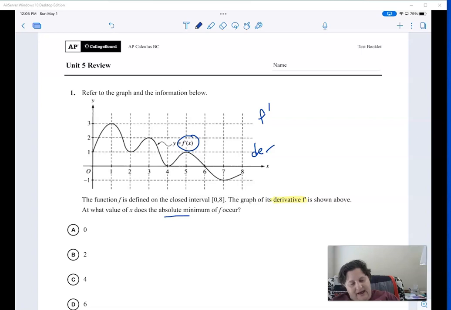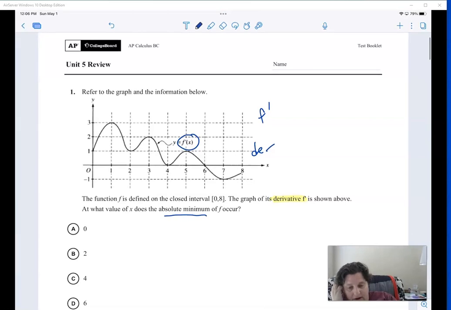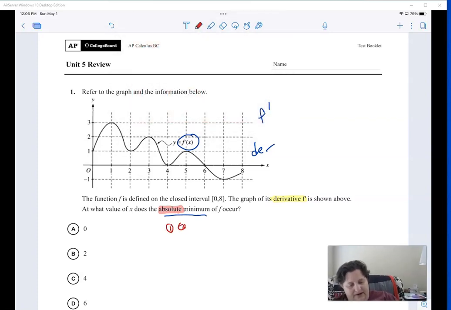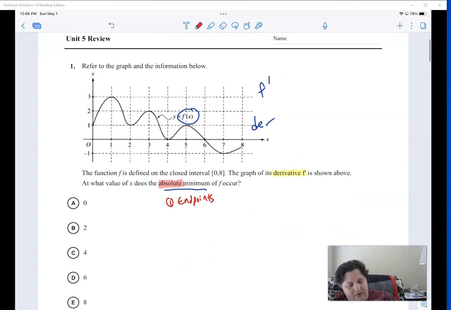At what value of x does the absolute minimum occur? Okay, we need to talk about this a little bit more. I'll try to bring it up quite a bit this week. When you guys see that word absolute, absolute max or absolute min, I want you to think two things. They can occur at endpoints, which in this case, the endpoints are 0 and 8, because it told us that, or they can occur at critical points.